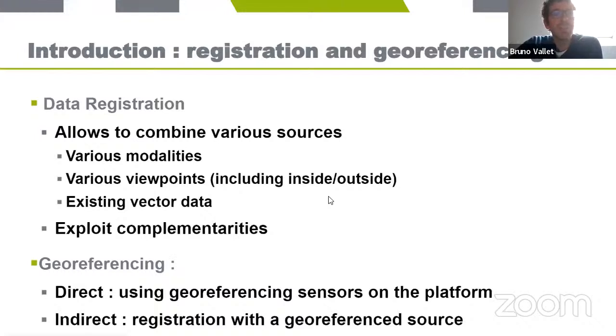And then, georeferencing is not exactly the same thing, even if it's linked. You can have direct georeferencing of your data if your platform has georeferencing sensors, I'll talk a little bit about that. But you can also have indirect georeferencing, and indirect georeferencing is registration between your data and a georeferenced source of data.